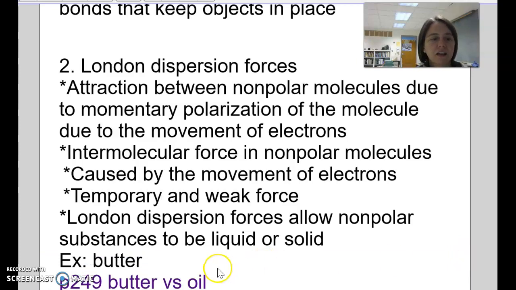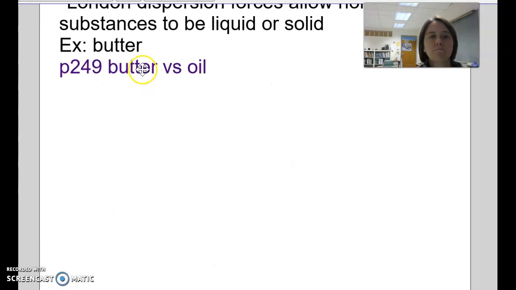And our example is butter. And then on page 249, there is a nice example telling us the difference between butter and oil. And we will look at that.